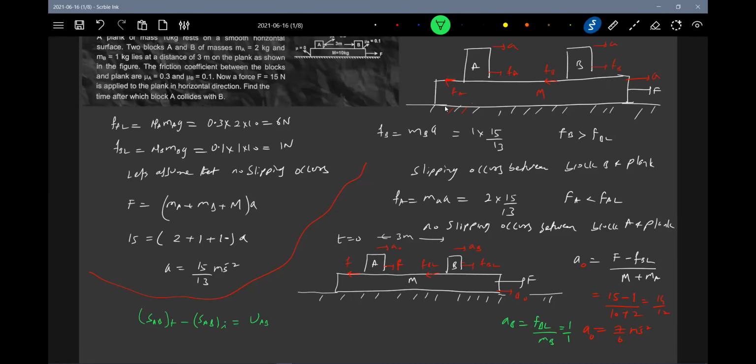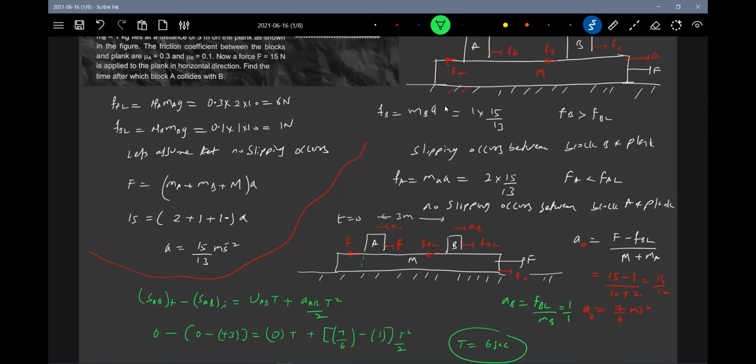Simply, this is what you can expect in an exam, sir. Some collision is told: okay, they will just go and collide. That's all. After collision, what will happen? If they give any coefficient of restitution between block A and B, you can further discuss the problem.